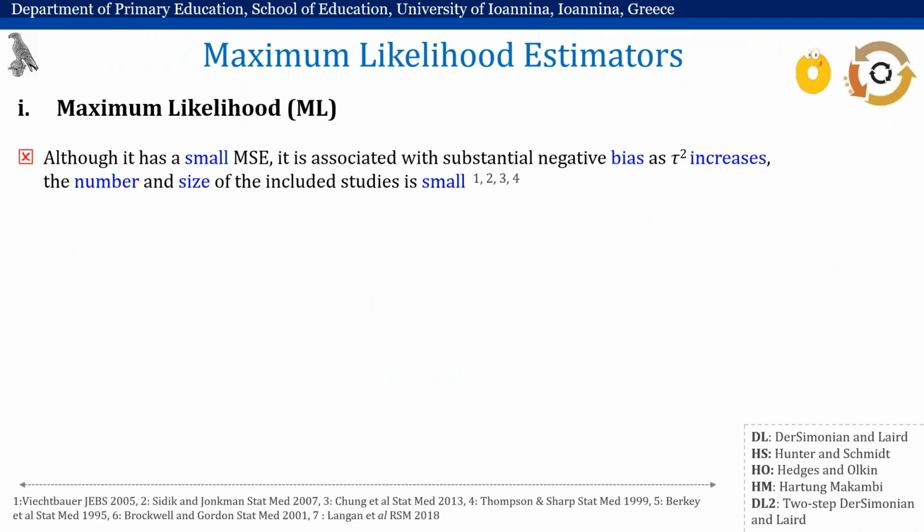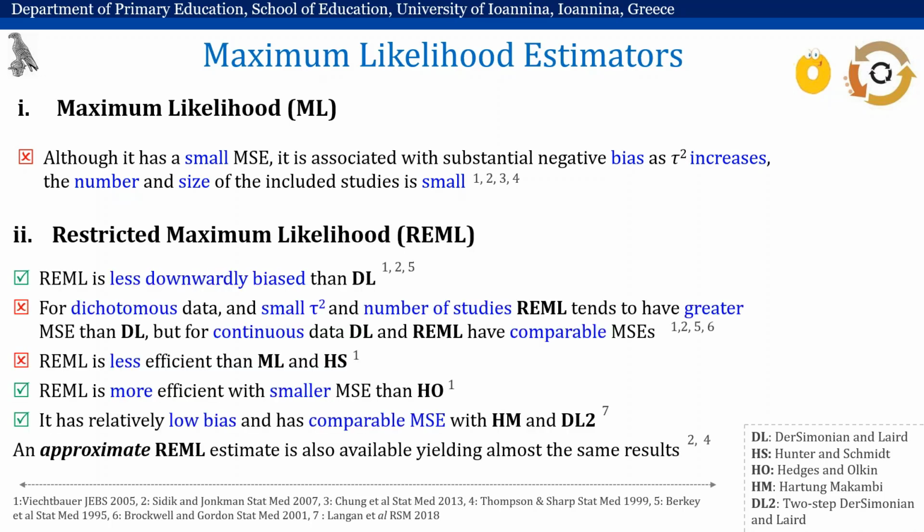Then we can move on to the maximum likelihood estimators, and we can start with the maximum likelihood method, which is asymptotically efficient but has substantial negative bias. This occurs when we have large heterogeneity and few studies in the meta-analysis.